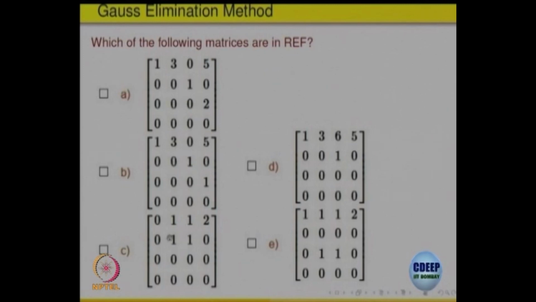What about this one? Obviously not, because here the non-zero entry is coming at the second column in the first row, and also on the third. So, this is not. What about the last one? This is D.